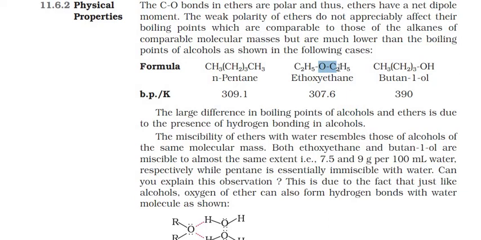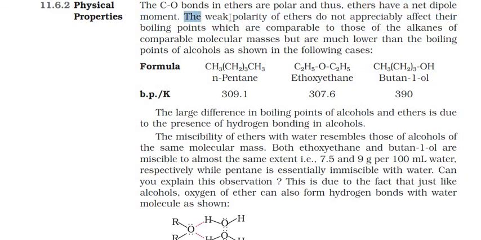Why so? Because if you talk about the electronegativity, oxygen has more electronegativity than carbon, okay? So there will be a difference in the electronegativity, and that is the reason the bond becomes polar, oxygen with partial negative charge and the carbon with partial positive charge, which gives rise to the dipole moment, and this is the reason it is written that ethers have net dipole moment.